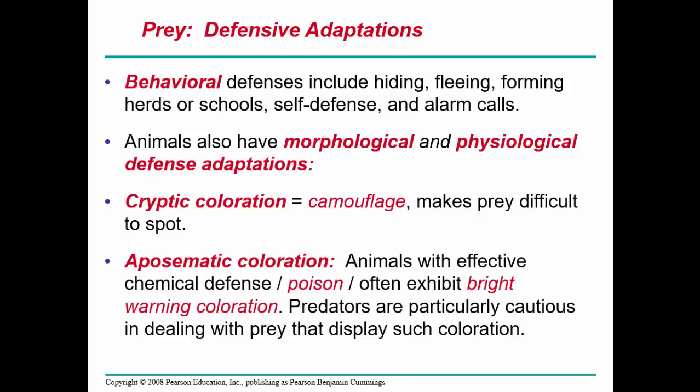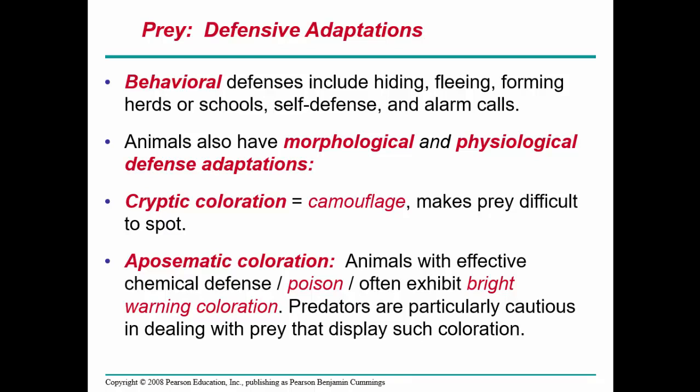That's for behavior. And not only behavior, they can also do it with morphology and physiology on their body. So they can do what we call cryptic coloration, or camouflage. That means the body color is almost identical or closely looks like the environment, so it's camouflage. So the predator will find it difficult to find them. That's what we call cryptic coloration.